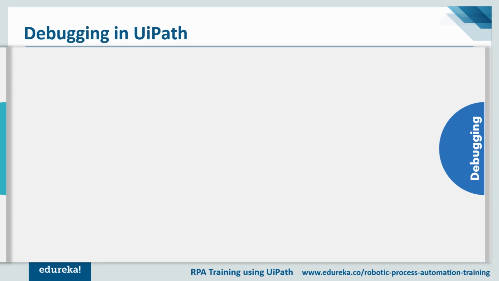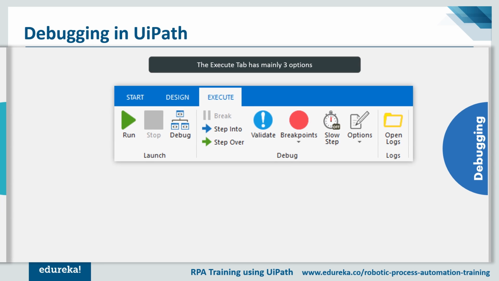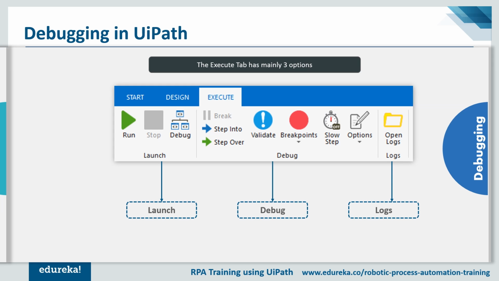As I said, we'll start with debugging first. Debugging is basically a process of identifying and removing errors from your projects. How would you do that? When you open your UiPath, you would see various tabs, out of which one tab is the execute tab that you see on the screen, right? When you open the execute tab, you will see these sections: the launch section, the debug section, and the log section. These sections are basically used to debug your errors. I'm going to explain each of these sections one by one and their respective functionalities.